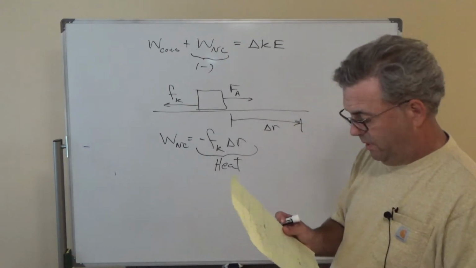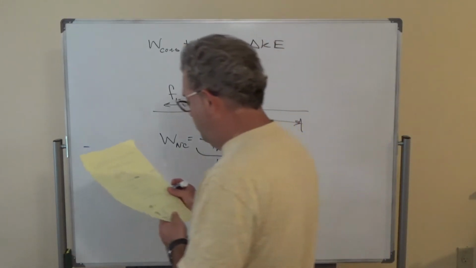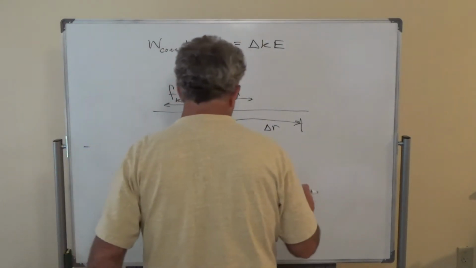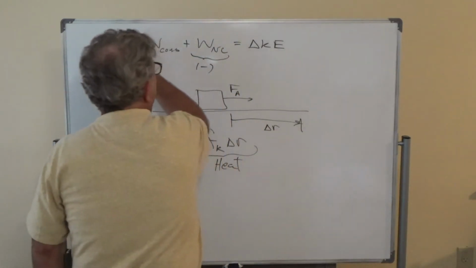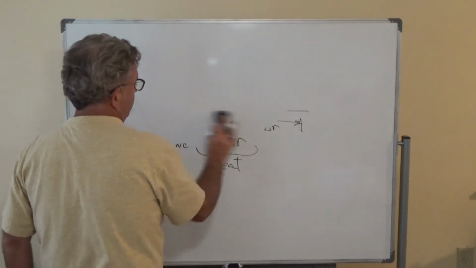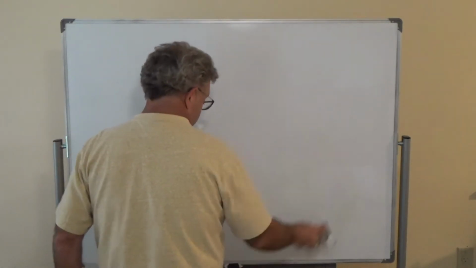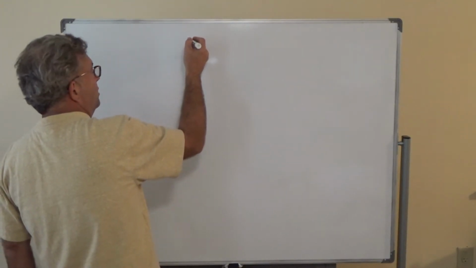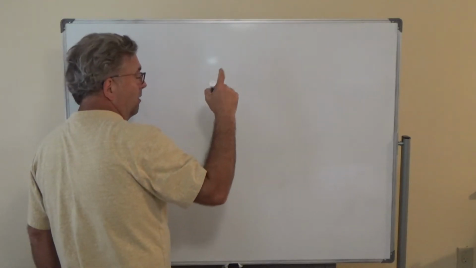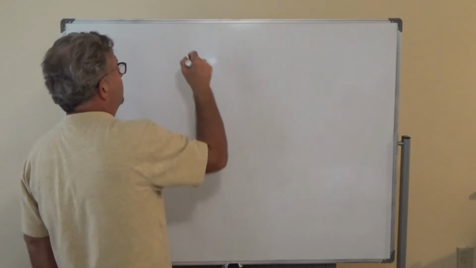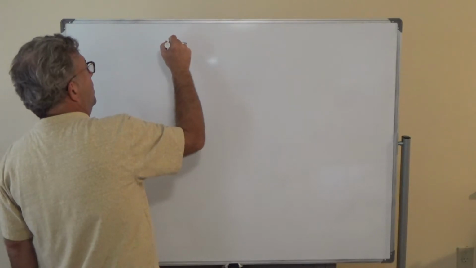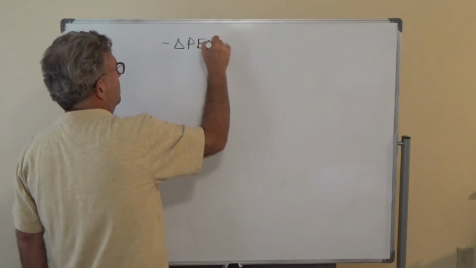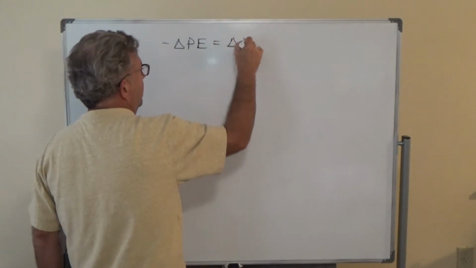What else do I want to say about this? I'm going to do an example of this in a second with gravity. If you look at a system like a gravitational system or a mass spring system, we know that negative delta PE is equal to delta KE.